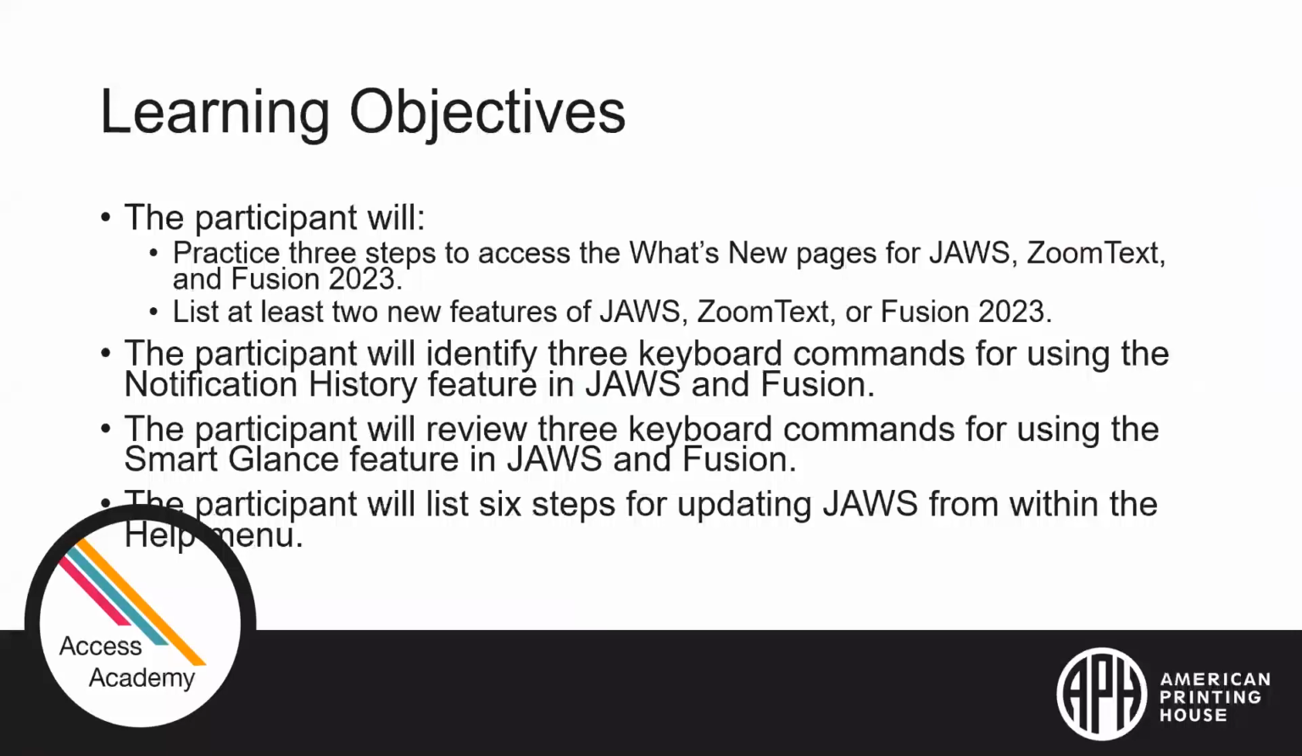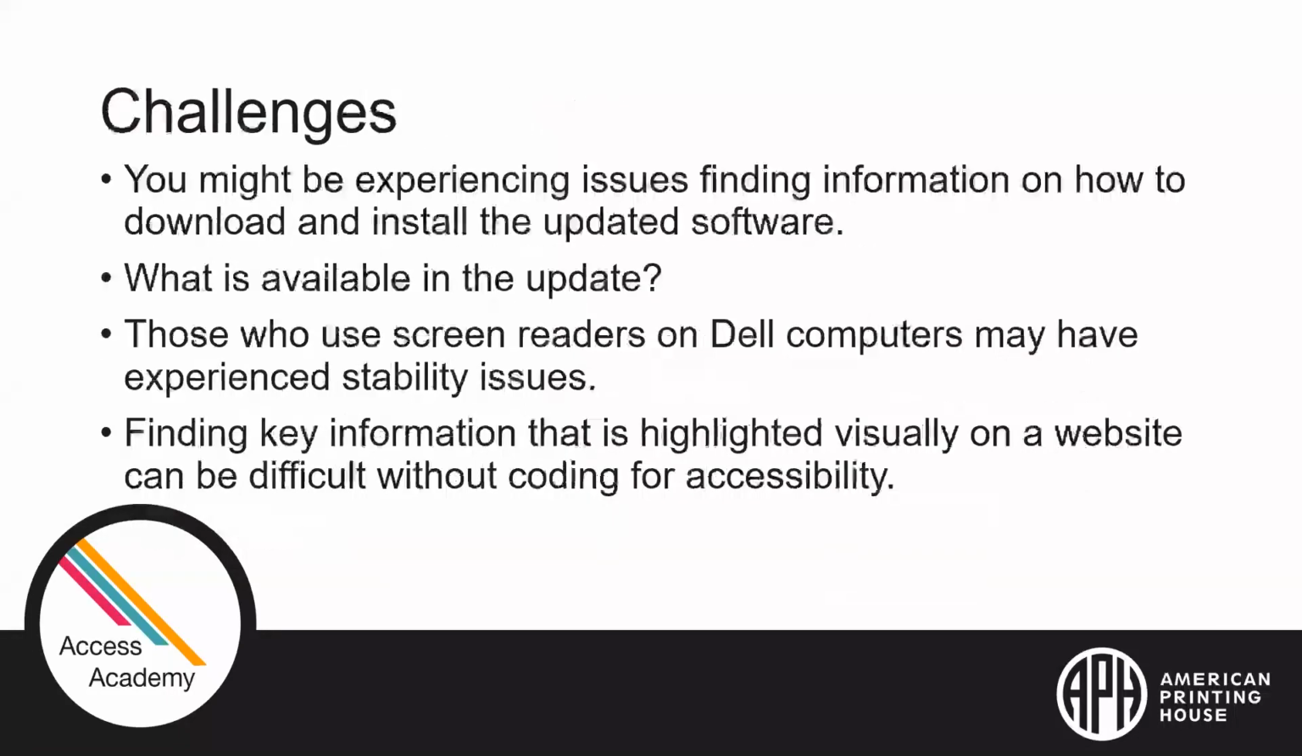We'll identify 3 keyboard commands for using the notification history feature in JAWS and Fusion. That's been very helpful. If you haven't tried that, I definitely recommend it. We'll review 3 keyboard commands for using the Smart Glance feature in JAWS and Fusion. I'm looking forward to hearing about that one more myself today. We'll list 6 steps for updating JAWS from within the help menu. And finally, before we turn it over to our participants, let's look at some challenges.